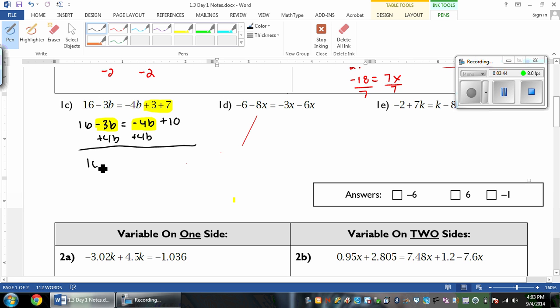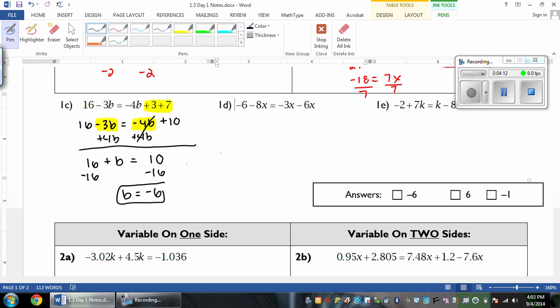Drop down the 16. Negative 3b plus 4b is just 1b, but we don't need to put the 1. Okay. Negative 4b plus 4b is 0. Drop down the 10. Again, this just becomes an equation that we've been solving for the last couple of days. Subtract 16 from both sides, get b by itself. b is going to equal negative 6. Again, if you want, check and substitute negative 6 into both sides of the equation to verify that that is the correct solution. Okay. Alright, yep, negative 6.